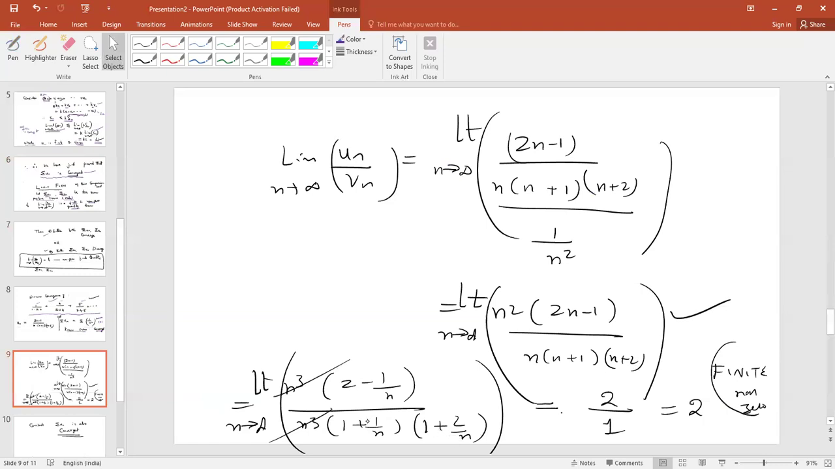n. Now I cut the two n cubes, and now you see as n tends to infinity, this term goes to 0, this term goes to 0, this term goes to 0. Right? So we are left with 2 divided by 1 into 1. So it is 2 by 1, it's 2. So that is how we got a finite quantity, non-zero, which implies that the given series is convergent.